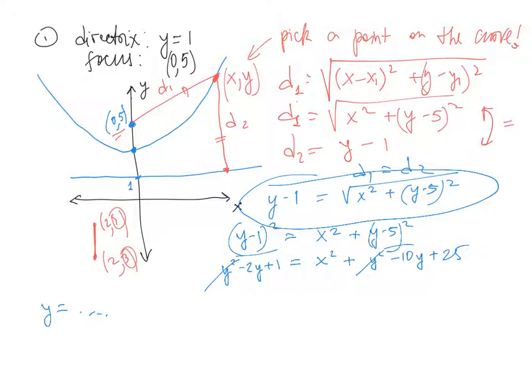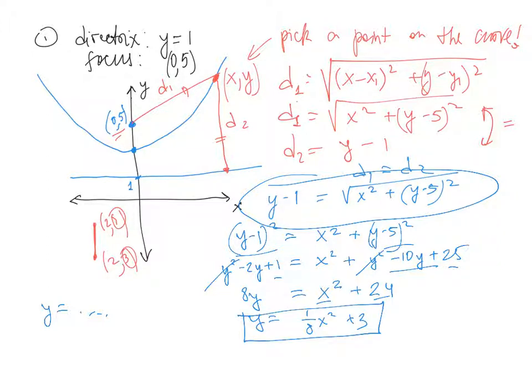Now, I want y on the left side, so I'm going to add this 10y to the left side, so it will be 8y, and that's all. Everything else I want on the right side. x squared is already on the right, 25 is on the right, so I just need to subtract 1, so it's plus 24. And finally, I'm going to divide everything by 8, so I'm going to have y equals, dividing 8 into each of these terms, 1/8 x squared plus 3. This is my equation.